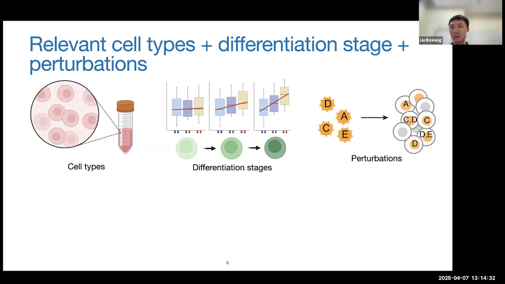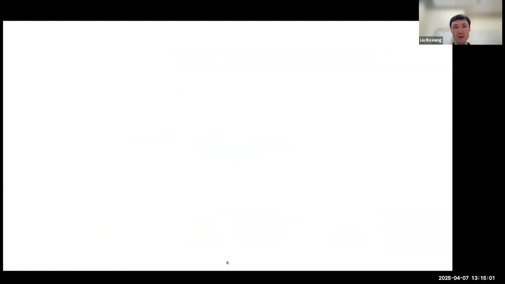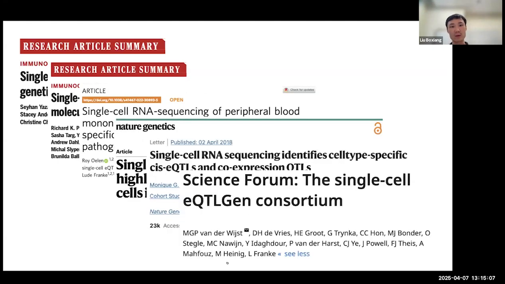And also we need to look at the correct perturbations, for example BMI, comorbidities, or smoking, because some QTLs only show up when there is a perturbation. But today, in this talk, I'm here to argue that besides these three key pillars, we also have to look at the correct ancestry, as well as the correct molecular phenotypes. Here is a summary of the single-cell QTL papers published from 2020 to now. Actually, some of the papers are from Australia.